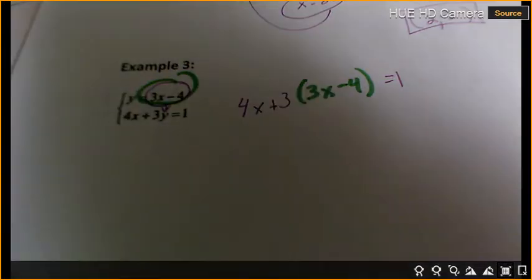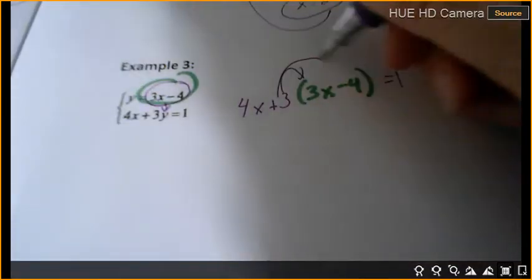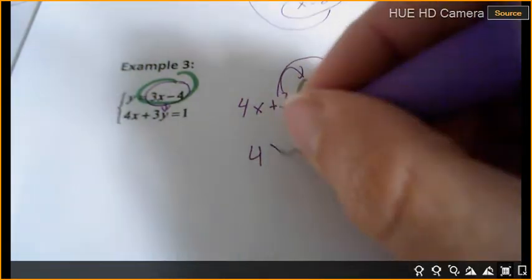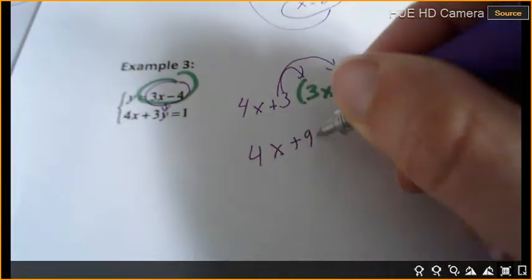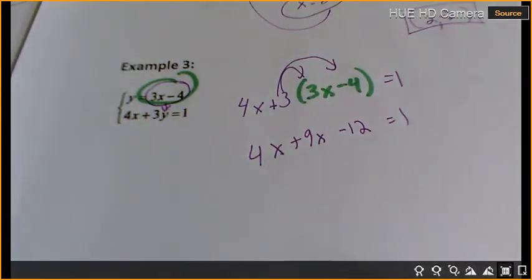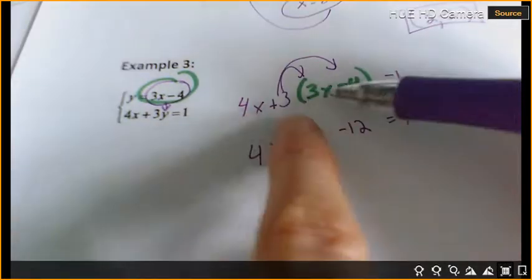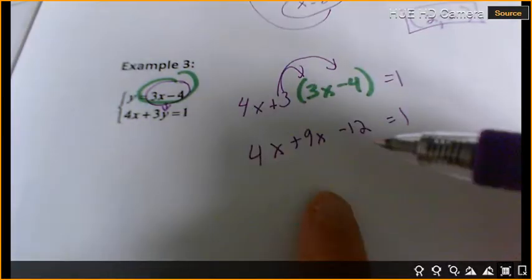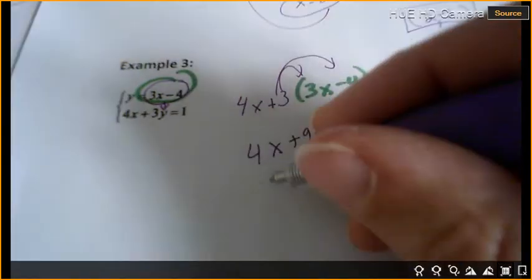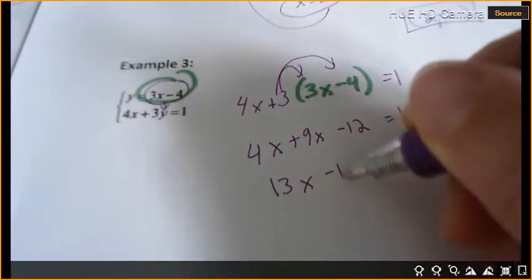Okay, so yes, then we just distribute. And we get 4x plus 9x minus 12 equals 1. Okay, so we have 4x plus 9x minus 12. Yep, we add 4 and 9 because they're like terms. So 9, 10, 11, 12, 13. 13x minus 12 equals 1.